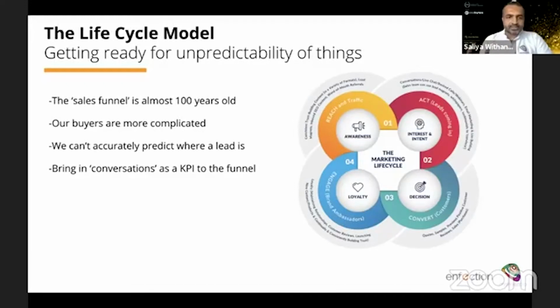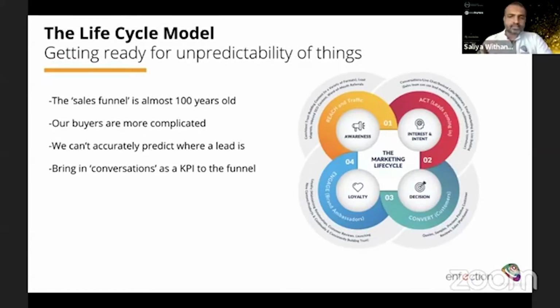The funnel is about 100 years old. It's a very old way of looking at things. But most businesses and most marketers, they still love it, mainly because of the ease of use. So you can actually look at it from an operating point of view, or even from a reporting standpoint. Even the finance people, they love it. So you can report things according to that.